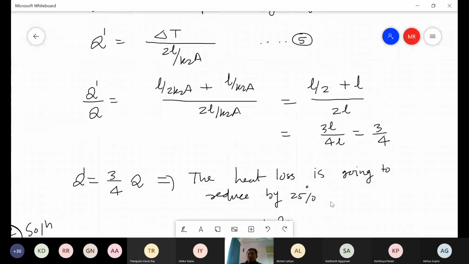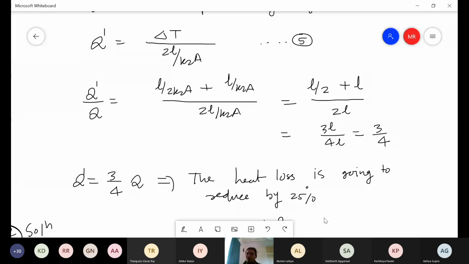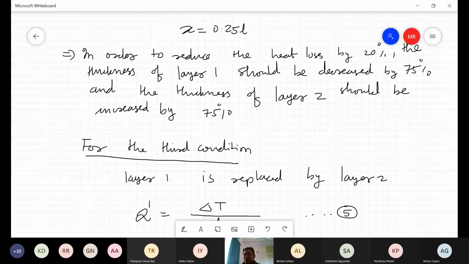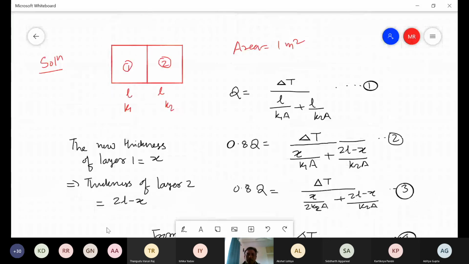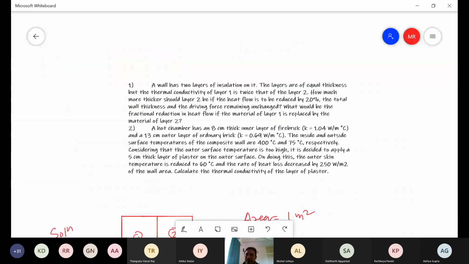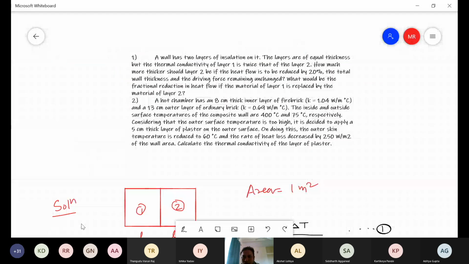Now let's move to the second question. Okay. So I have purposefully selected simple questions in this particular tutorial because this is the first tutorial. The questions are going to be a little bit more complicated as we move along.